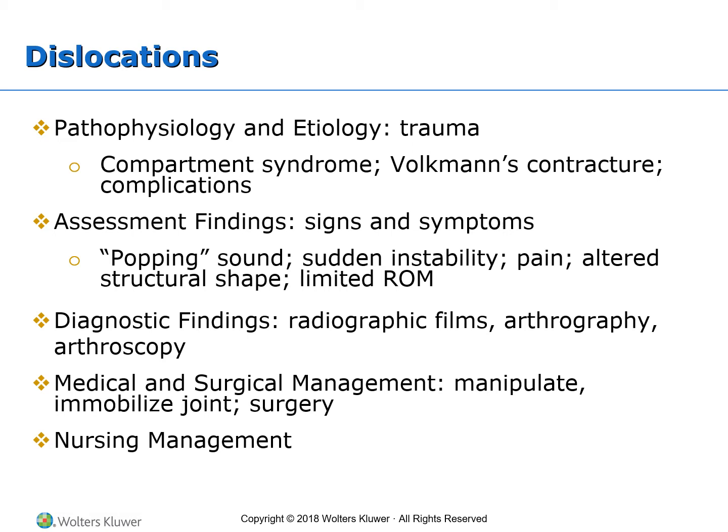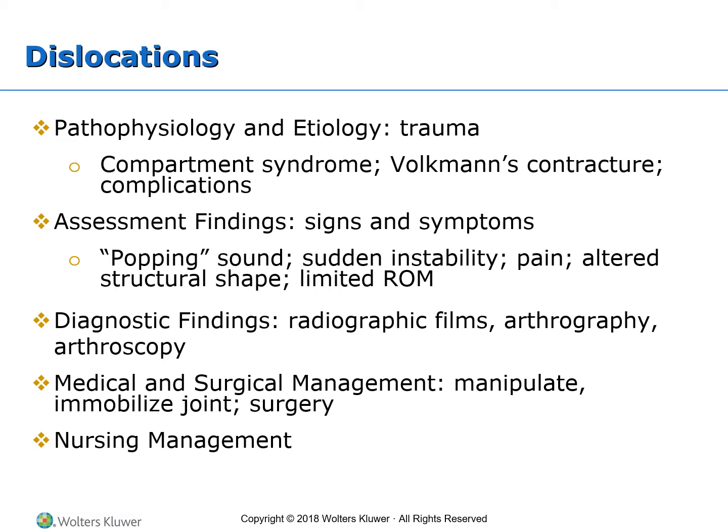Arthrography or arthroscopy may reveal damage to the other structures in the joint capsule. So, medical and surgical management. The physician manipulates the joint or reduces the displaced parts until they return to normal position, then immobilizes the joint with an elastic bandage, cast, or splint for several weeks. Doing so allows the joint capsule and surrounding ligaments to heal. The client may receive a local or general anesthetic before the manipulation is performed. Some dislocations may require surgery, either to correct the dislocation or repair the damage caused by the injury.